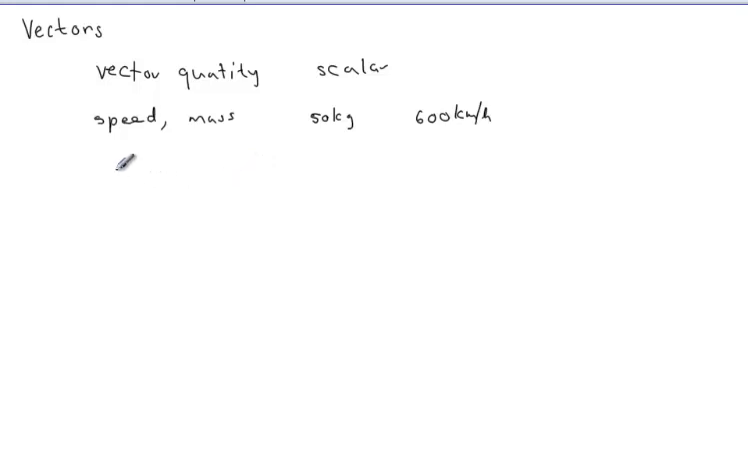Now, let's start from the speed and say a car is traveling at 60 kilometers per hour due east. That is now not a scalar quantity, that's a vector quantity. And then I ask the question, what characterizes a vector quantity?